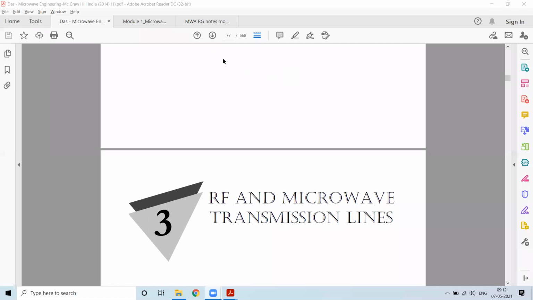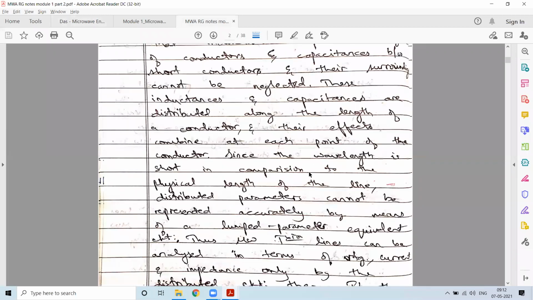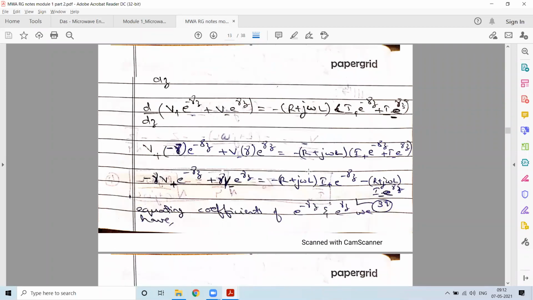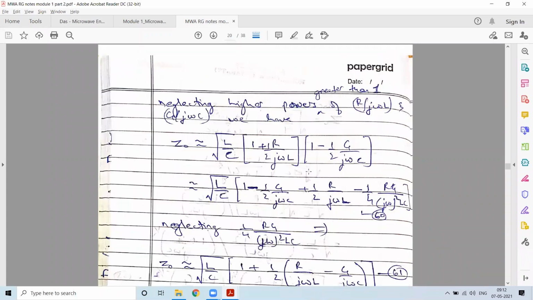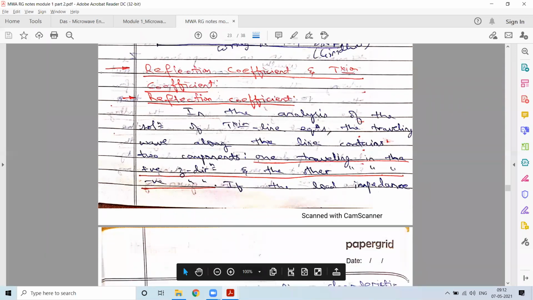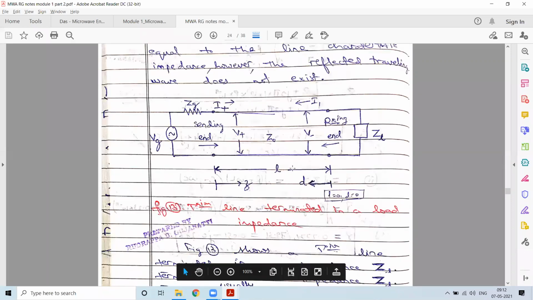In the previous session, we discussed the reflection coefficient, and we solved a problem related to the transmission line equations. Moving forward, we are left with one more parameter to be discussed, that is the transmission coefficient. Yesterday we discussed what is meant by reflection coefficient and its derivation, in which we represent the reflection coefficient in terms of load impedance and characteristic impedance. That is what we discussed in the previous session.